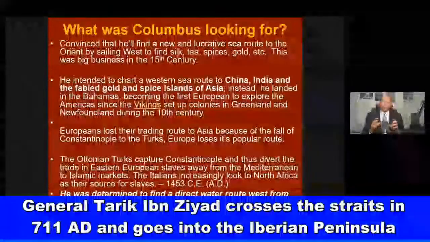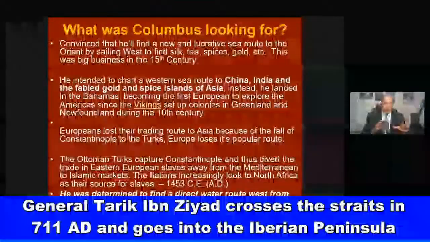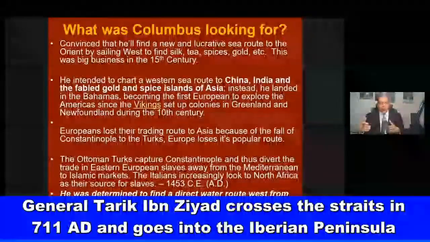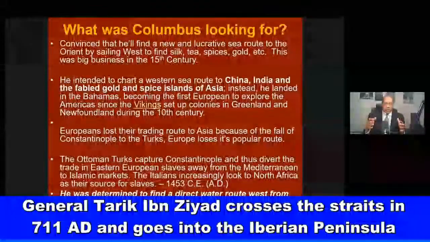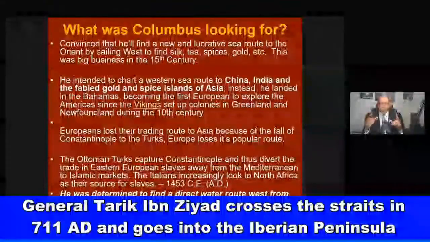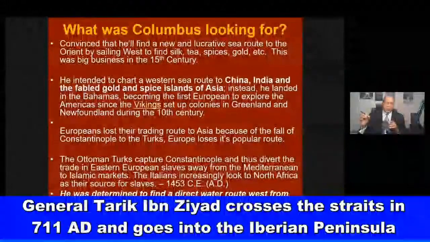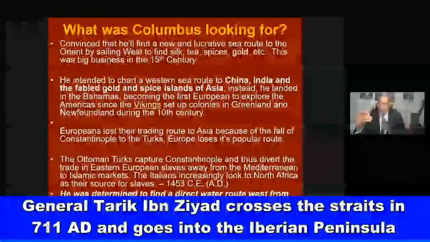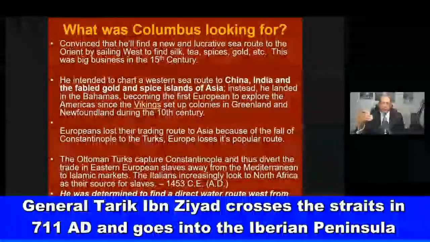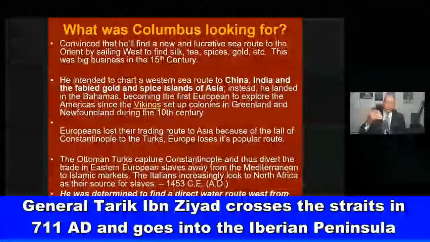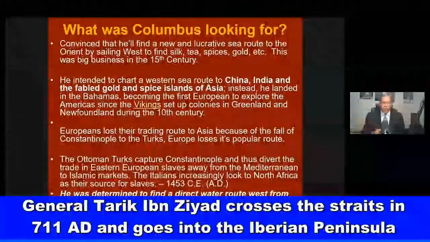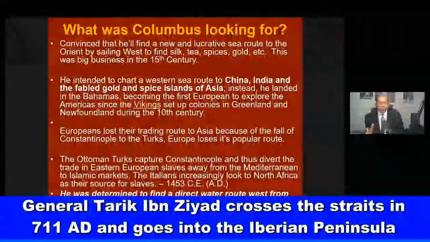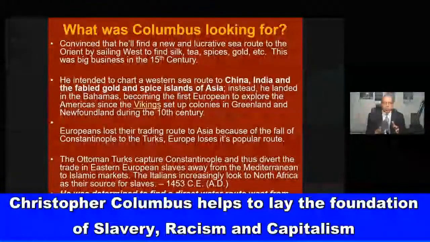Convinced that he would find a new lucrative sea route to the Orient, to Asia, by sailing west to find silk, tea, spices, gold, etc. This was big business in the 15th century. Okay, Europeans lost their trading route to Asia because of the fall of Constantinople to the Ottoman Turks. So the Ottoman Turks captured Constantinople and thus diverted the trade in Eastern European slaves away from the Mediterranean to Islamic markets. The Italians increasingly looked to North Africa as their source for slaves.